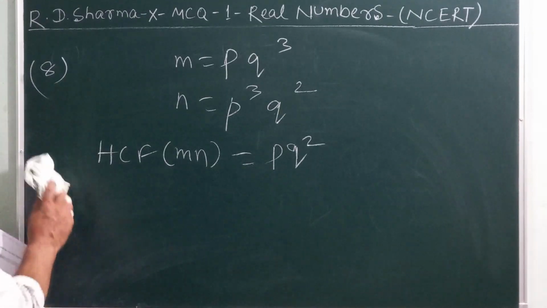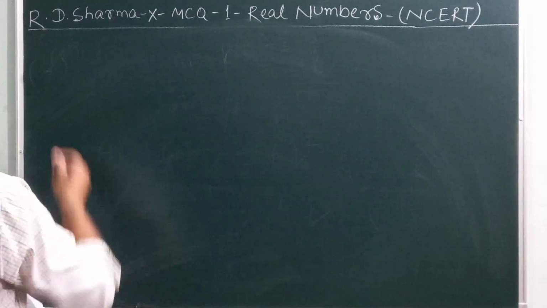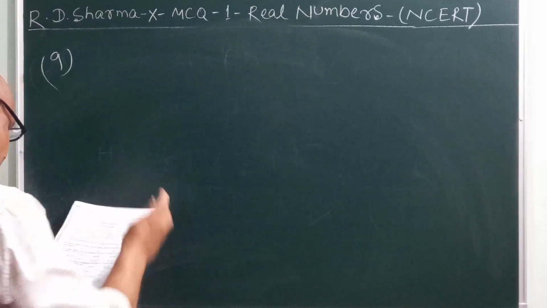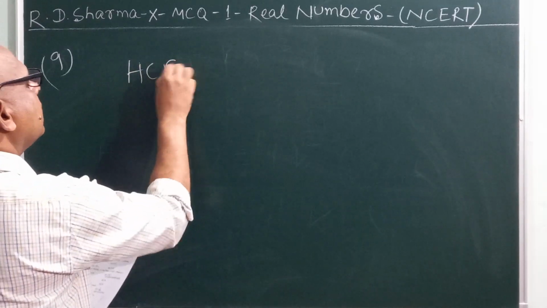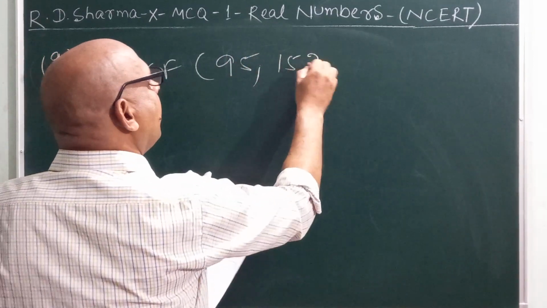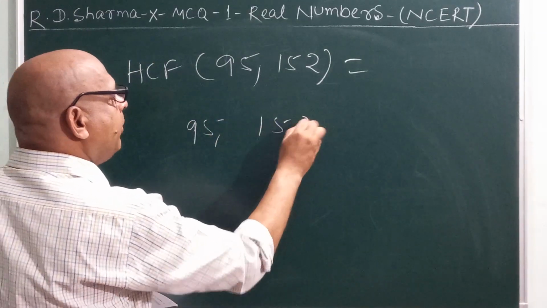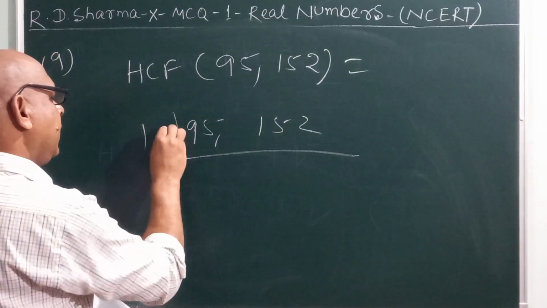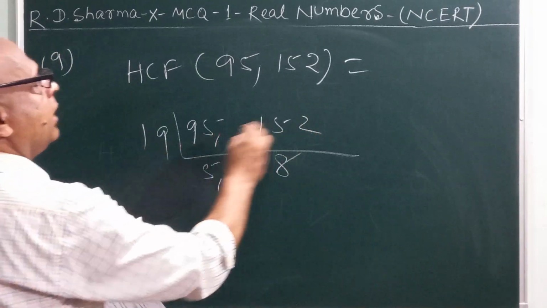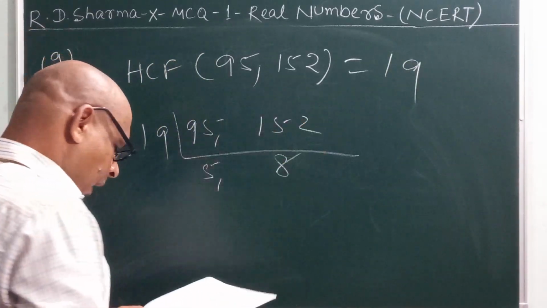Next, number 9. HCF of 95 and 152. 95, 152. 19 times 5, 19 times 8. So the answer is 19. HCF of 95 and 152 equals 19.